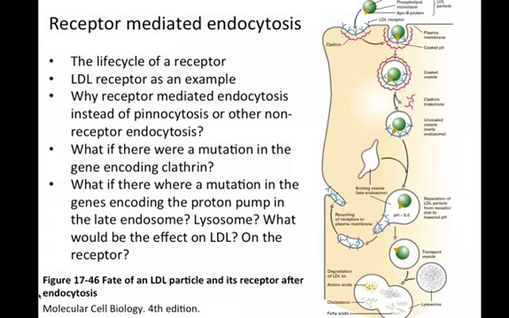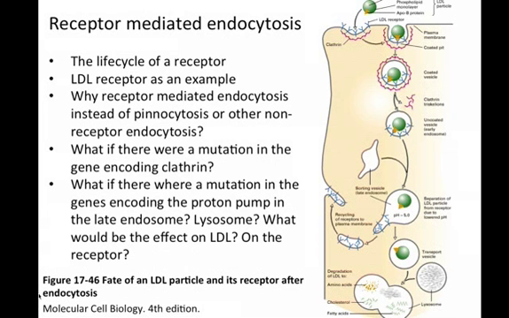So what if there were a mutation in the gene encoding clathrin? What would be the effect on receptor-mediated endocytosis? If it was a mutation that prevented clathrin from interacting. Yes? Would it not form a little vesicle? Right, so it would not be able to form vesicles.